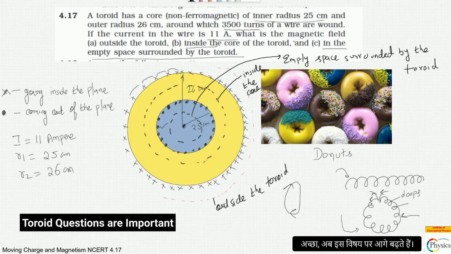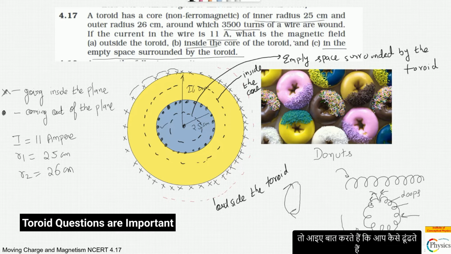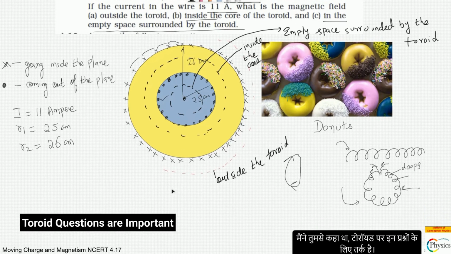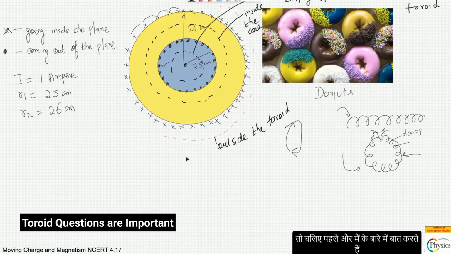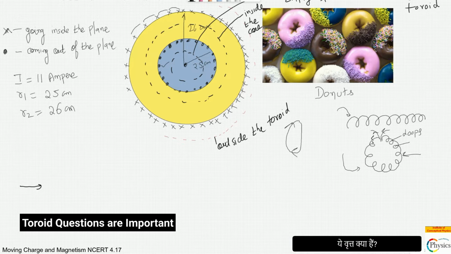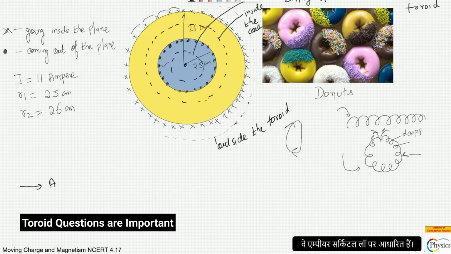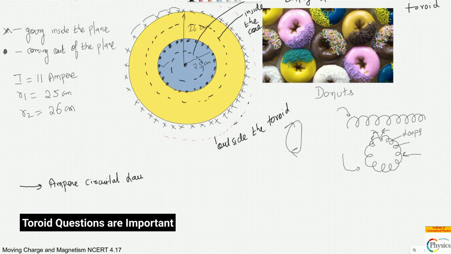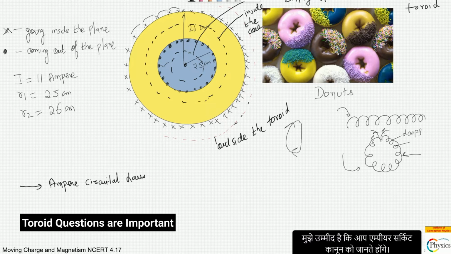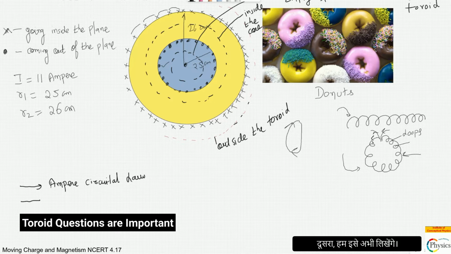Now let's move forward on this topic. Let's talk about how you find the magnetic field and what is the logic. I told you the logic for these questions on toroid. So let's talk about the first one, and I will tell you about the circles I have drawn. What are these circles? The first thing you must remember is they are based on Ampere circuital law. I hope you know the Ampere circuital law. Second, we will write it now.